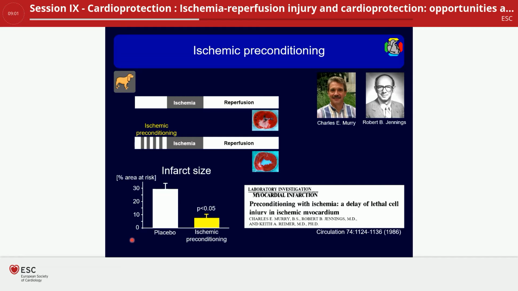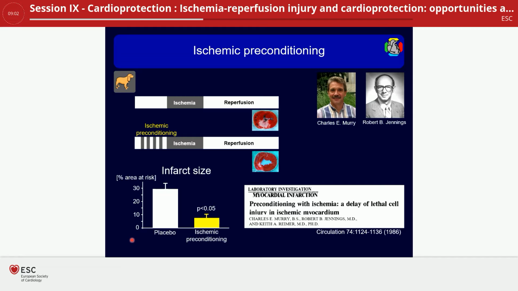What he did here is he had a 40 minutes coronary artery occlusion in the dog model, which caused about an infarct size of 30% of the ischemic zone. And if he added a few more cycles of ischemia, which were brief, however, only 5 minutes, then you would expect there's additional damage because there's more ischemia. But the opposite happened. There was a drastic reduction in infarct size.